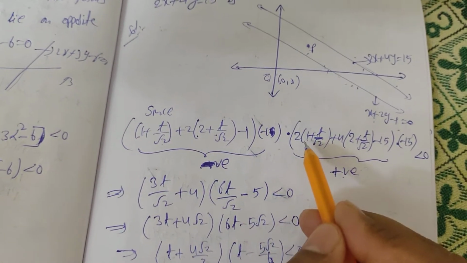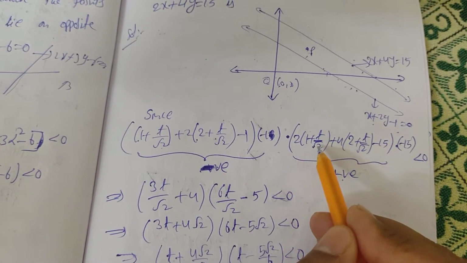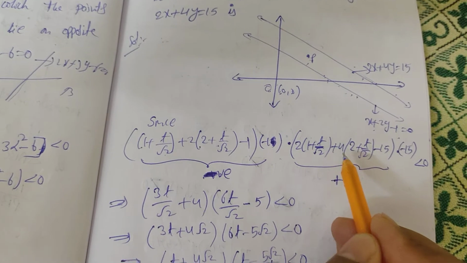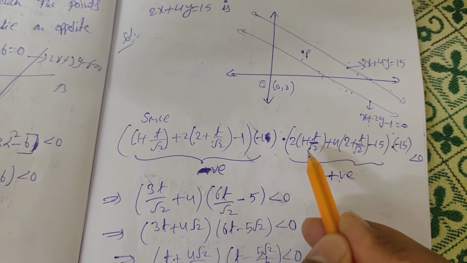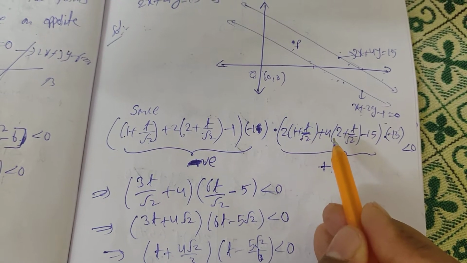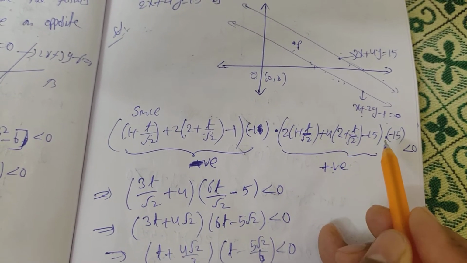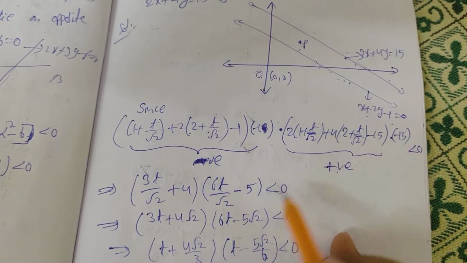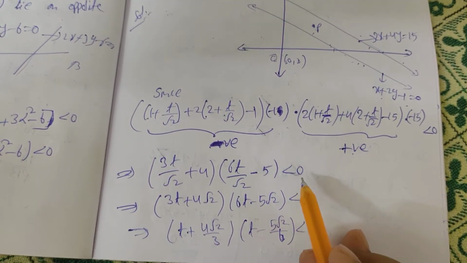Next you simplify. How many t/√2's are there? Here 2 t/√2's, here 4 t/√2's. In total we have 6t/√2, plus 2 plus 8 minus 15. That means 10 minus 15, minus 5. So 6t/√2 - 5 is less than 0.